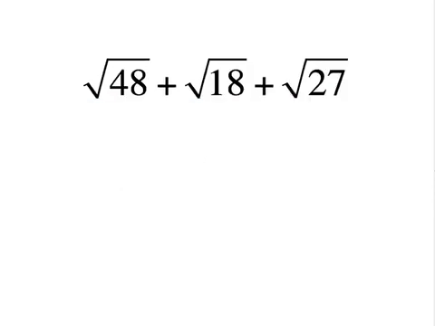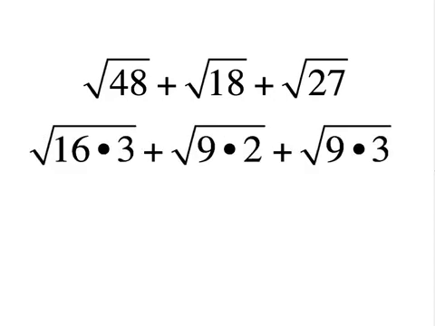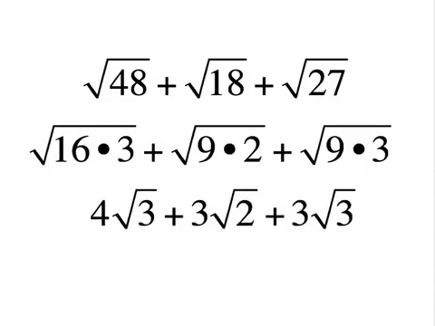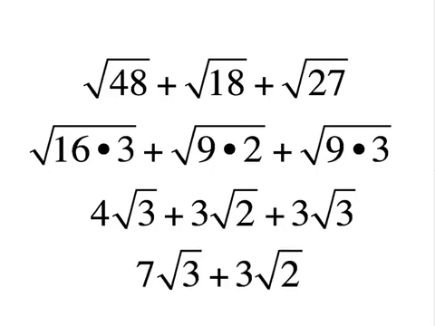Here's root 48 plus root 18 plus root 27. First, let's write each one in simplest radical form. We've already done the 48. 18 is 9 times 2, and 27 is 9 times 3. So the square root of 16 is 4, and the square root of 9 in the final two terms is 3 in each case. And now we have 3 terms, and 2 of the terms contain a root 3. So the 4 root 3 plus the 3 root 3 is 7 root 3. We recopy the 3 root 2, and we get 7 root 3 plus 3 root 2.